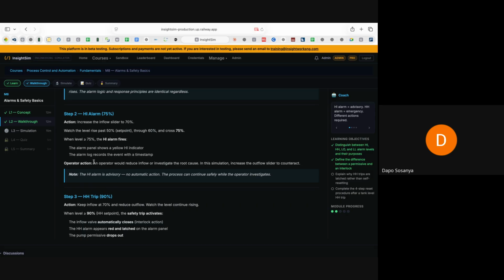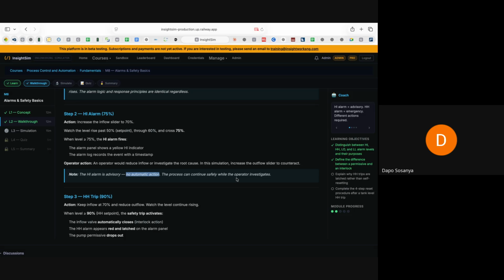So that's the high alarm. That's the process we'll go through. Operator action: an operator will reduce inflow or investigate the root cause. In this simulation, increase the outflow slider to counteract. Note, the high alarm is advisory, so there will be no automatic action, right? The process can continue safely while the operator investigates.